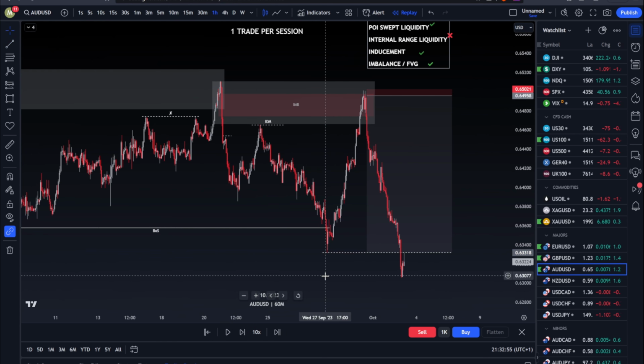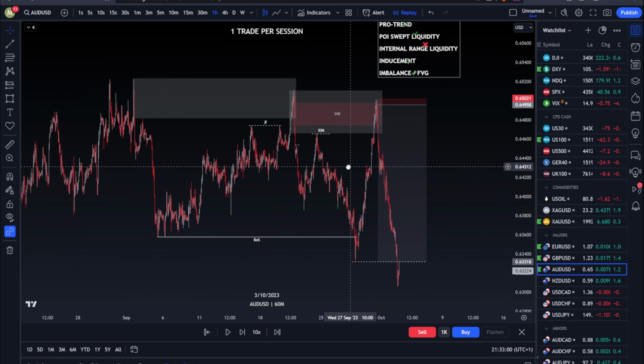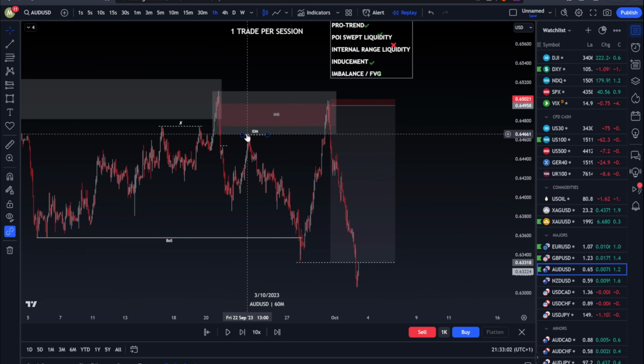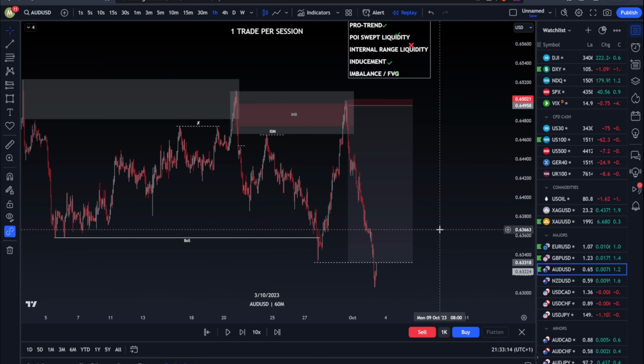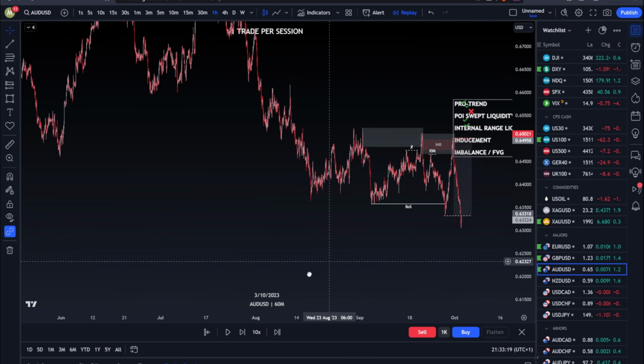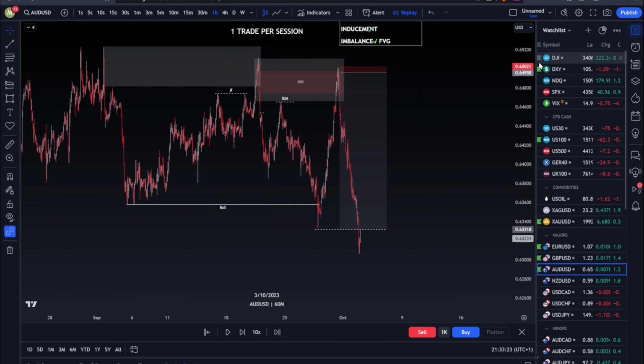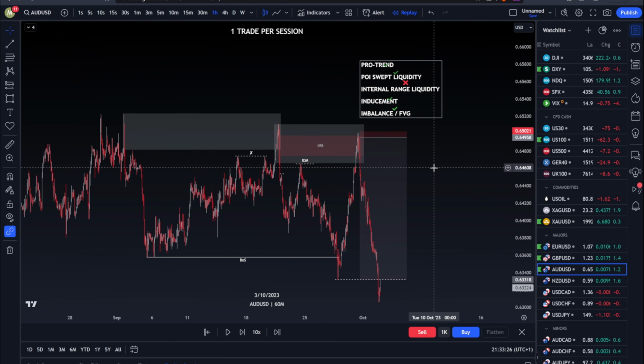Of course, you want to take partials over here, because if the chart really wants to, and the chart really sees this as a change of character, it can mitigate from any of these internal range liquidity levels, because it's all liquidity. And if it really wants to go higher, it will go higher, and it doesn't really care about you or your trade. But yeah, as I say, we are in a high time frame downtrend. Everything is pro trend. Everything is following our plan. So yeah, that's basically it for now.